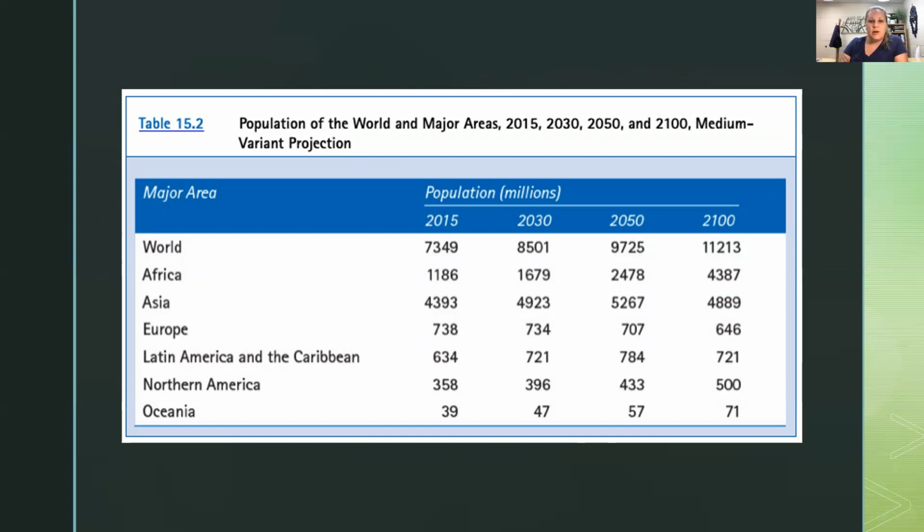We can see here, though, also that population growth, as it's projected out through 2050 and into 2100, we anticipate world population by 2100 to exceed 11 billion. And in that time, we're looking at a huge increase in the population of Africa, but a moderate decrease in the population of Asia, Europe, and Latin America. So there are shifts in where population growth is happening the fastest.